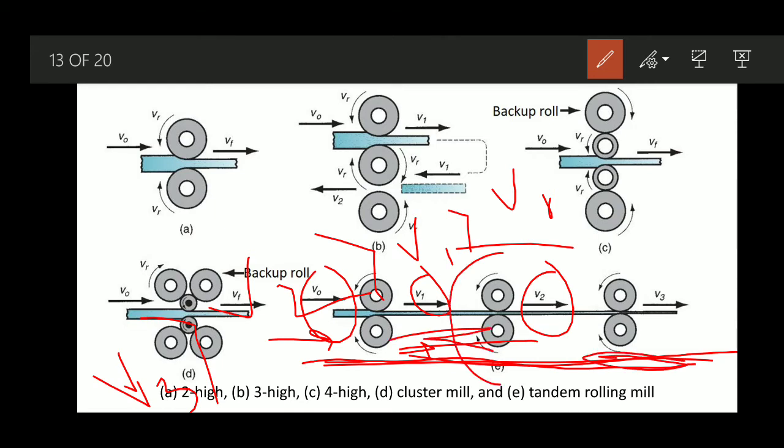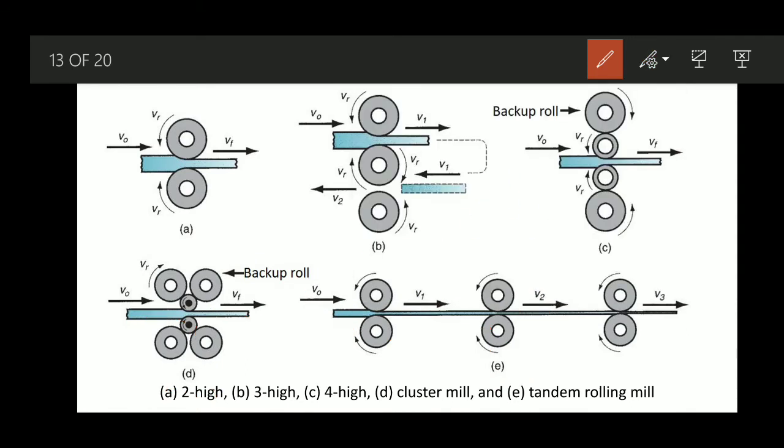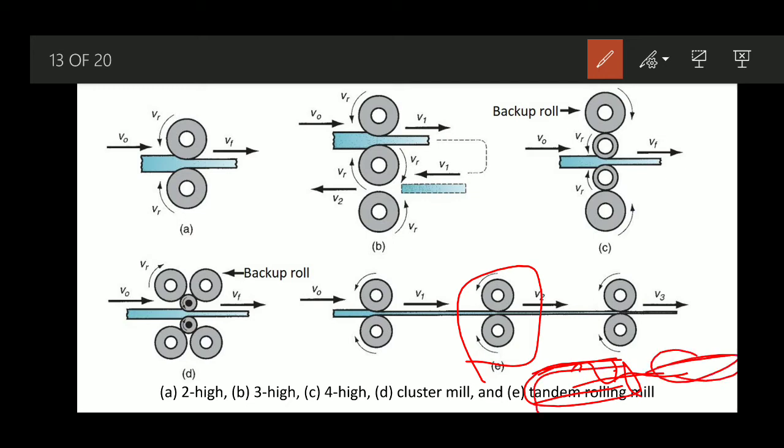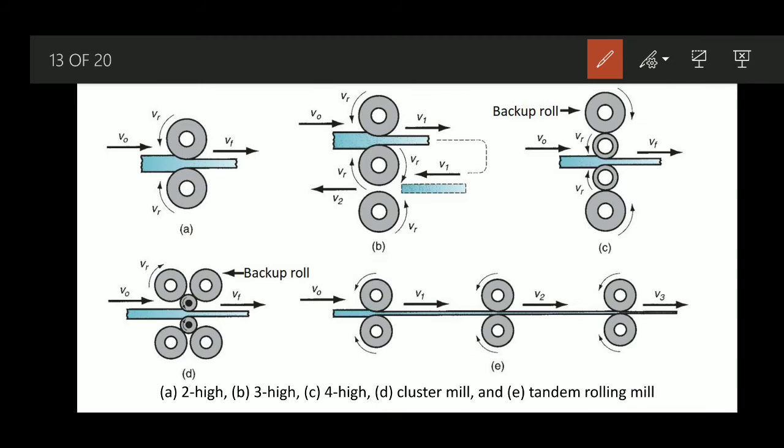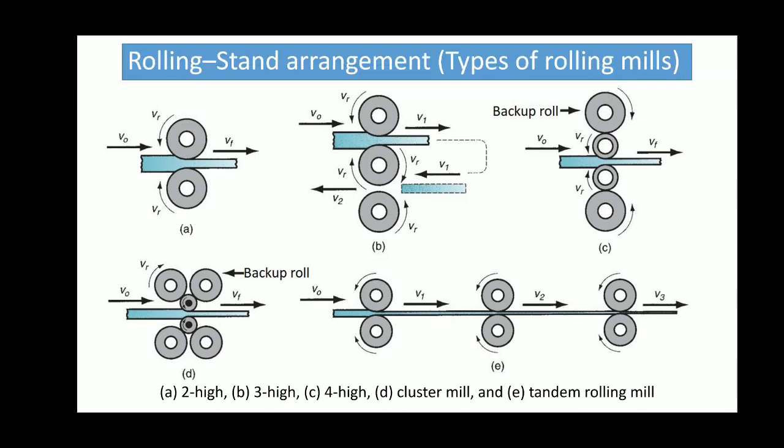We can either reduce the thickness in the subsequent rolling strands, or refine the shape from the previous shape, maybe from a rectangular cross section to a circular one, and so on. So this is basically about the different rolling strand arrangements.